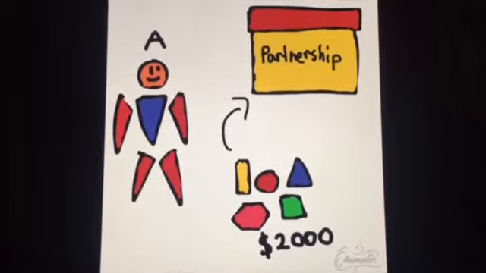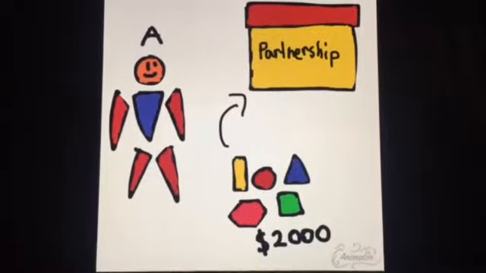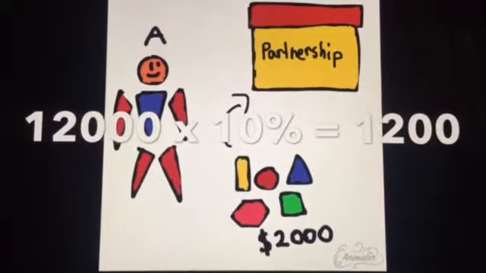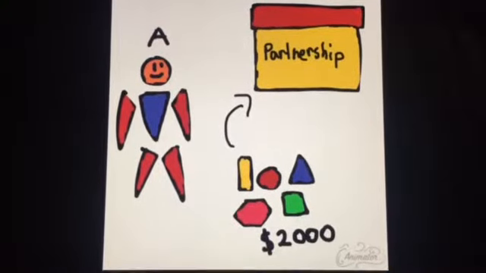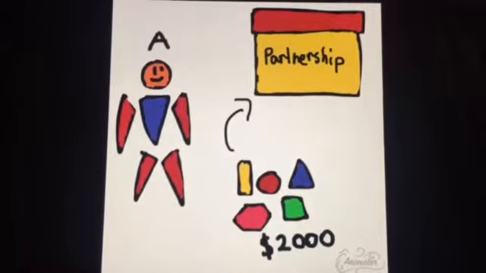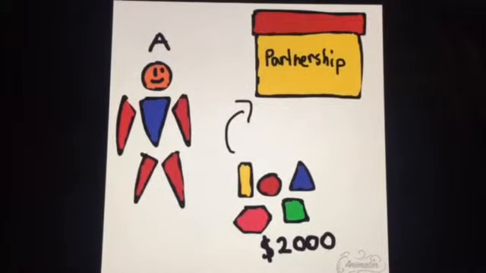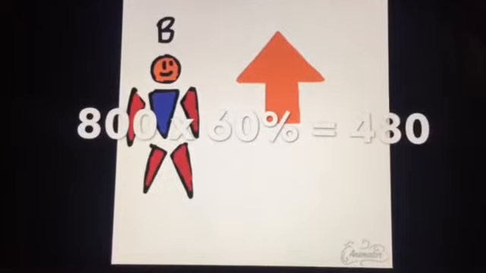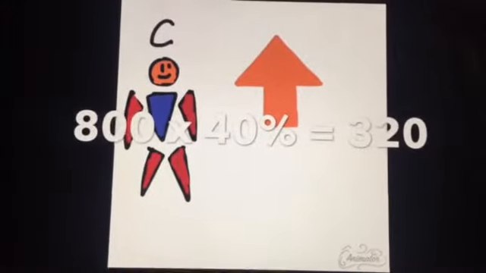As a result, Mr. A would only get a share of $1,200, and it is computed by 12,000 times 10%. And the excess of 800 would be given to the original partners, which is beneficial to them. So partner B's capital would increase by 480 because his share is 60%, and it is computed by multiplying 800 times 60%. And C's capital would increase by 320 because it is computed by 800 times 40%.